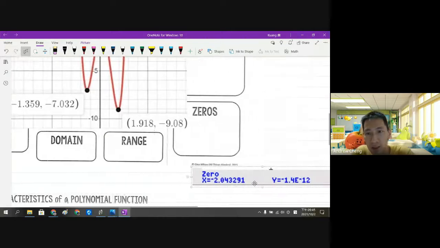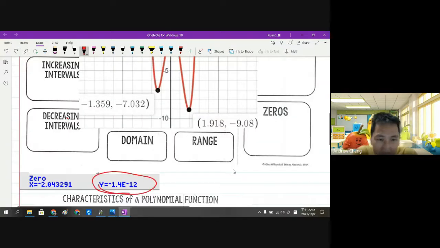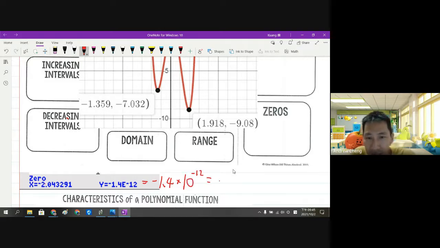So the calculator gives us negative 2.04. And what is this? I tell you many times. If you see E here, there will be 10, and the number behind E will be the power of 10. So it's negative 12, that will equal negative 1.4 times 10 to the power negative 12. That will be 0.00 and so on, so many zeros, and then 1, 4. It is really, really small, so we can just call that zero.